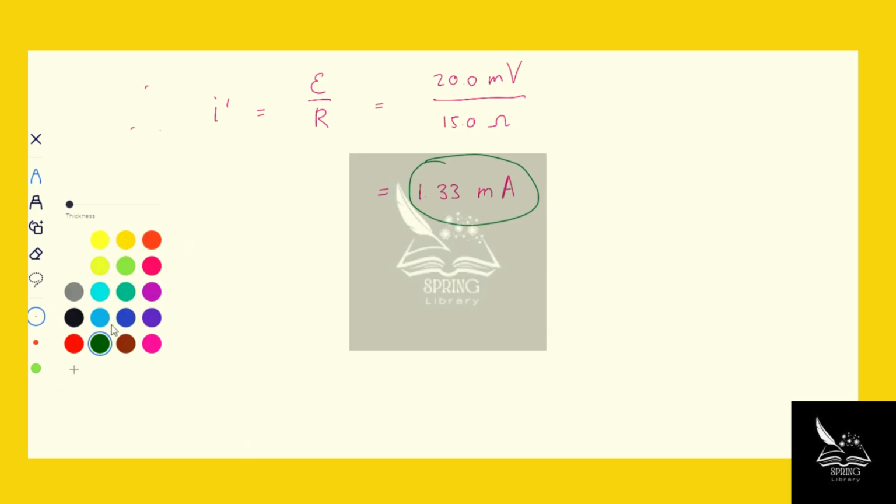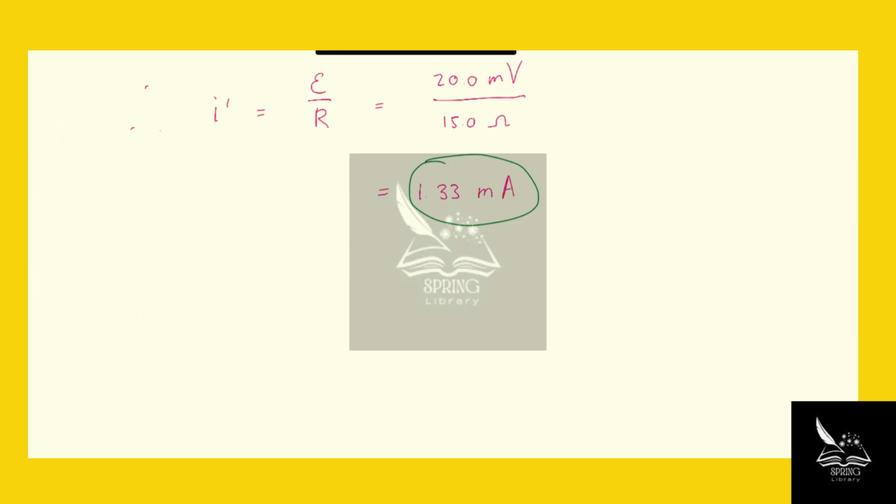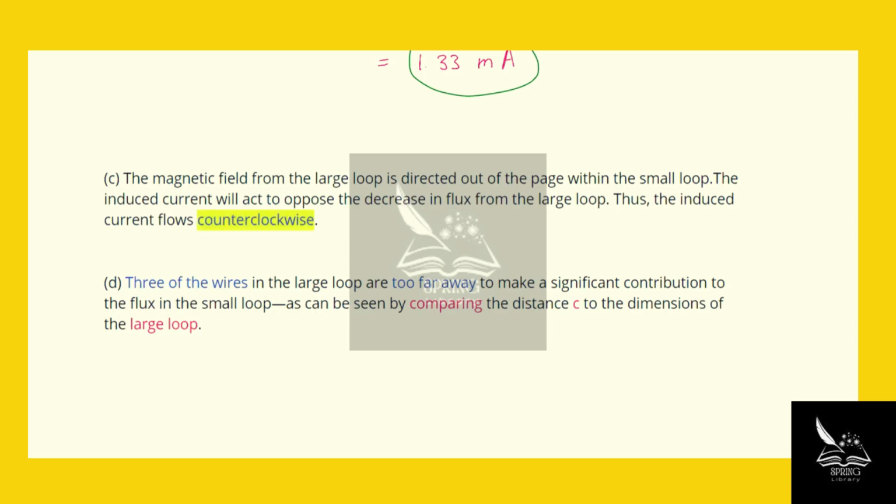Now we want to find the direction of the current in the small circuit. Now the magnetic field from the large loop is directed out of the page within the small loop. So the induced current in the smaller loop will act to oppose the decrease in flux from the large loop, and so the induced current flows counterclockwise.